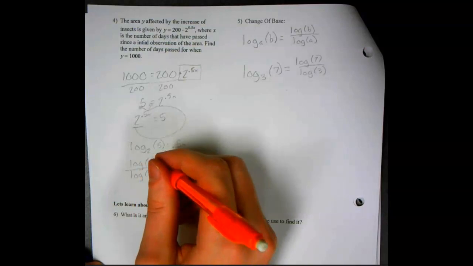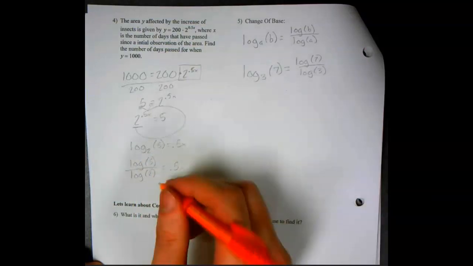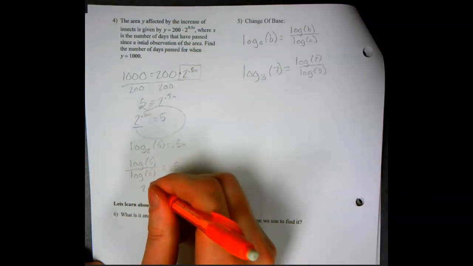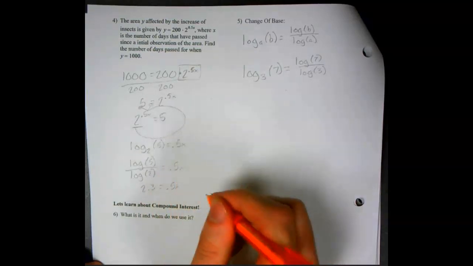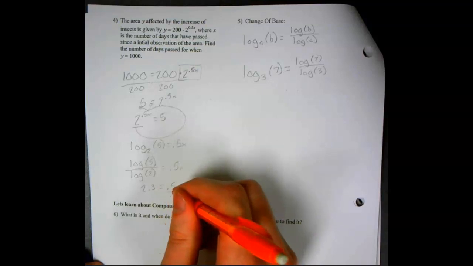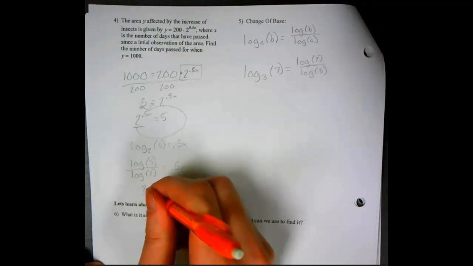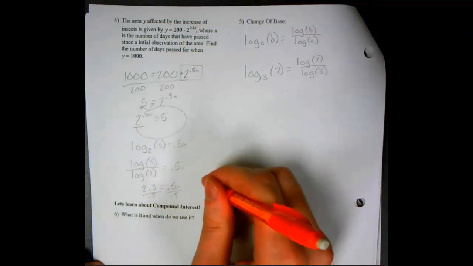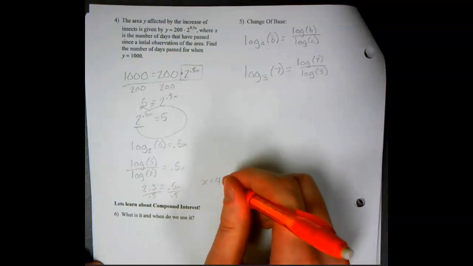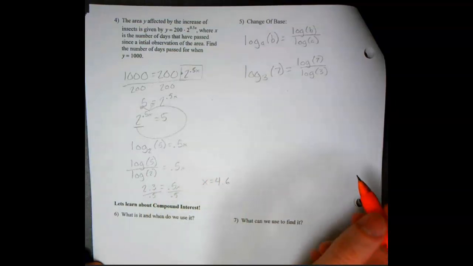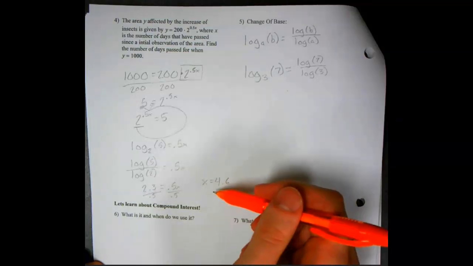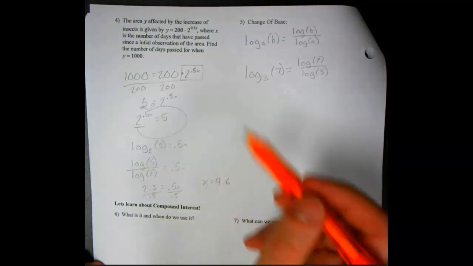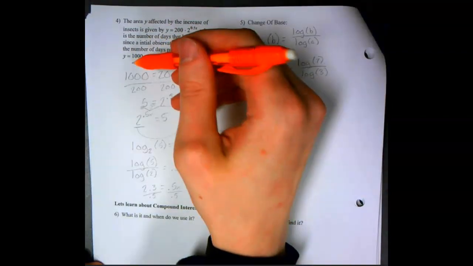That log of 5 divided by log of 2 is just about 2.3. And after we divide by the 1/2 on both sides, we'll have x equals right about 4.6. So in this problem, it's saying that it would take 4.6 days to go from 200 to 1,000.